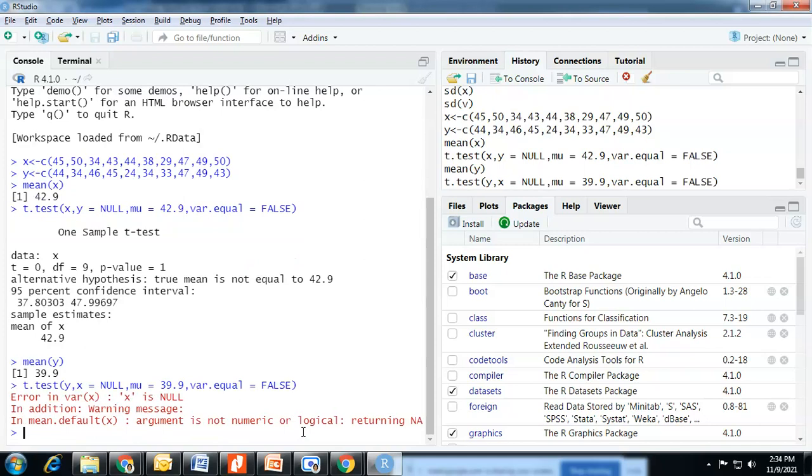Error in var: x is null. In addition, warning message: in mean.default, x argument is not numeric or logical. x is equal to null. What happened? y comma x is equal to null.